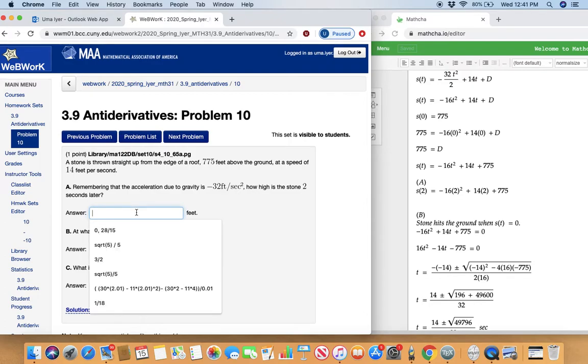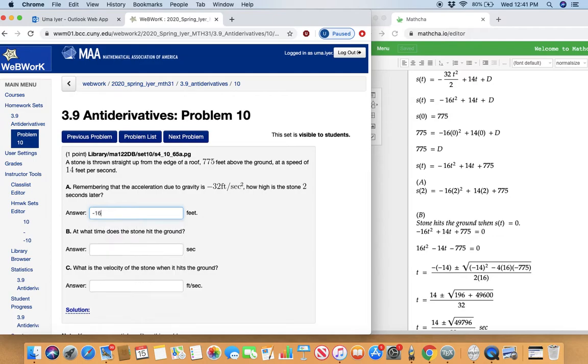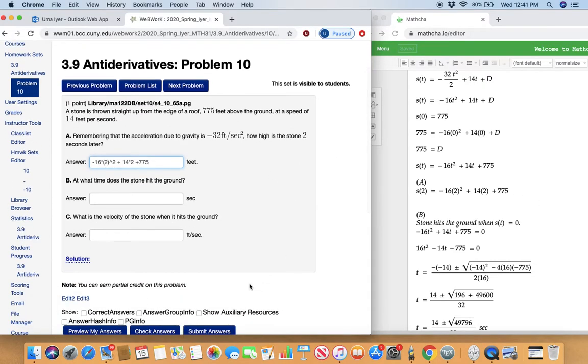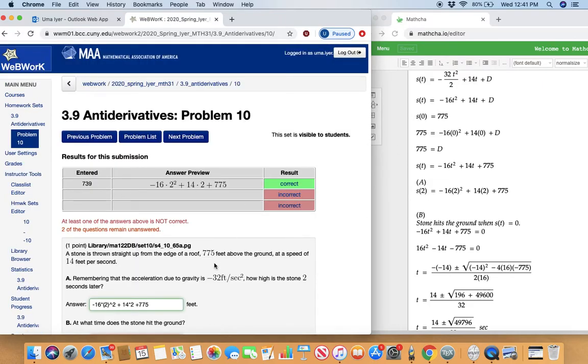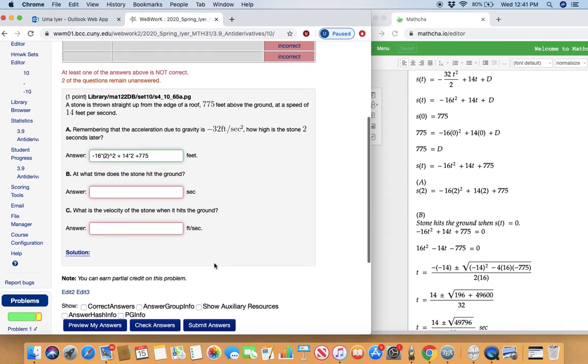I'm going to say negative 16 times, use parentheses anytime in doubt, plus 14 times 2 plus 775. Okay, submit. Hopefully it's correct. If it is correct, then so far what we have done is fine. It's correct. Okay, now B part.